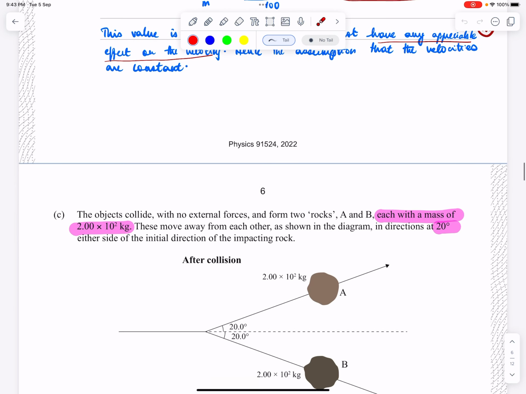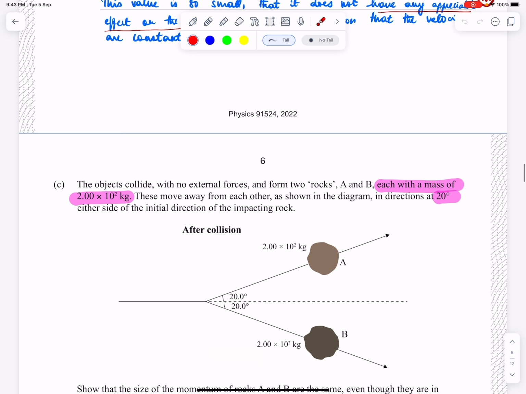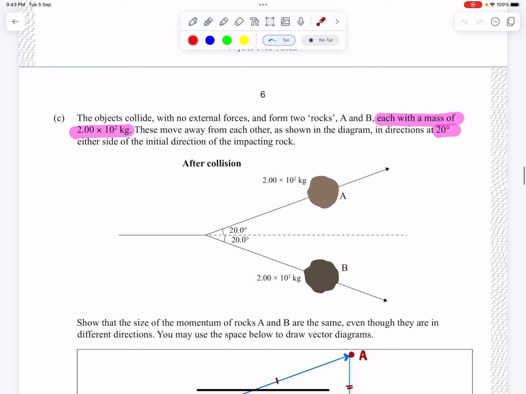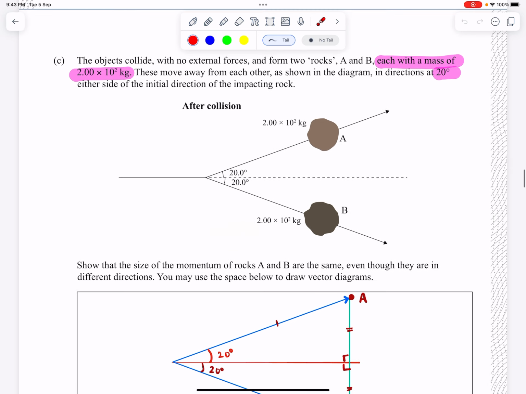Moving on, this is part C. The objects collide with no external forces and form two rocks, A and B, each with a mass of 200 kilograms. These move away from each other, as shown in the diagram, at 20 degrees either side of the initial direction. So this is your initial direction; one moves this way, the other moves the other way. Now show that the size of the momentum of rocks A and B are the same even though they're going in different directions, and use the space.